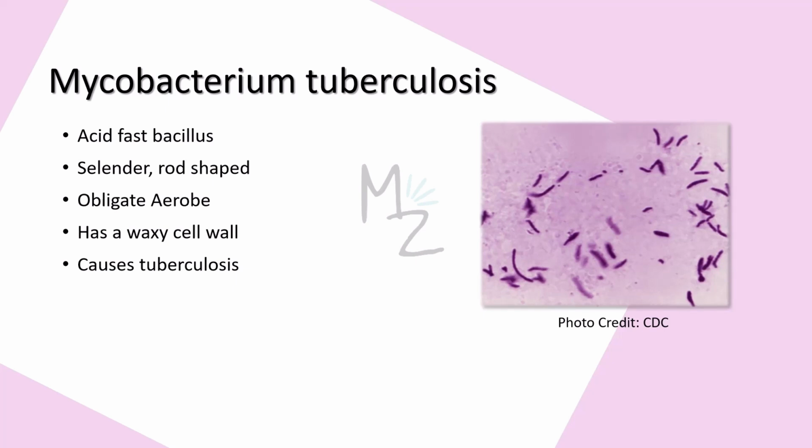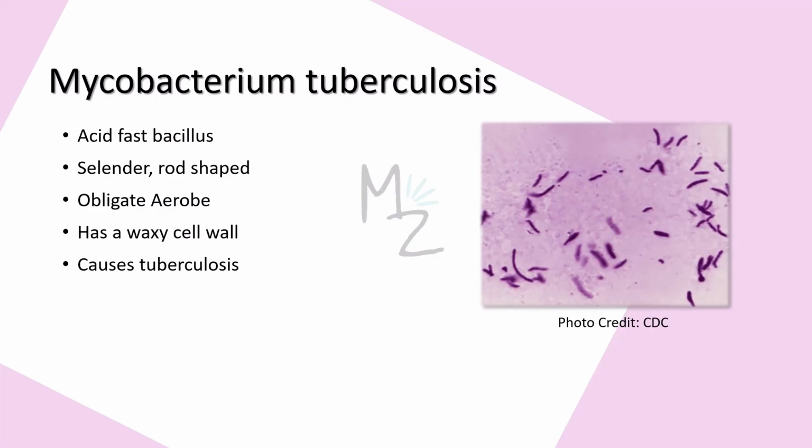Mycobacterium tuberculosis is an acid-fast bacillus. Bacillus means it's a rod-shaped bacterium, so I've written rod shape here in the second line, and it is also cylinder. It is an obligate aerobe, which means it only lives in the environment where there is lots of oxygen. So we can call it a strict aerobe. It needs oxygen for its survival.